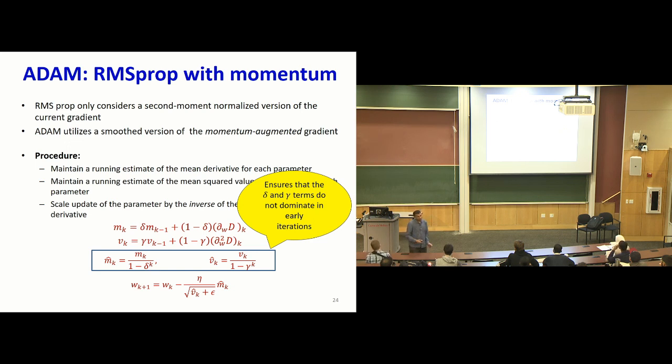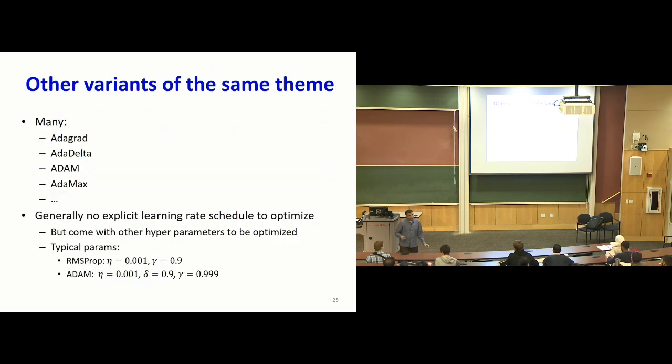So in order to avoid that, you have this extra term over here, which says in the early iterations, don't give too much importance to the 1 minus delta. But then as the iterations progress, delta raised to k or gamma raised to k are going to become small values, going to 0, and so the denominator will go away, and this becomes exactly what you want, right? Without the correction, it's not going to work because it's going to be very slow in the beginning.